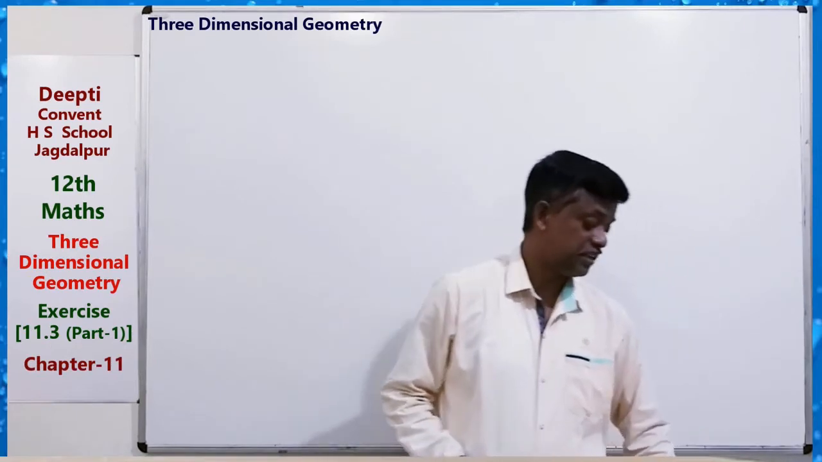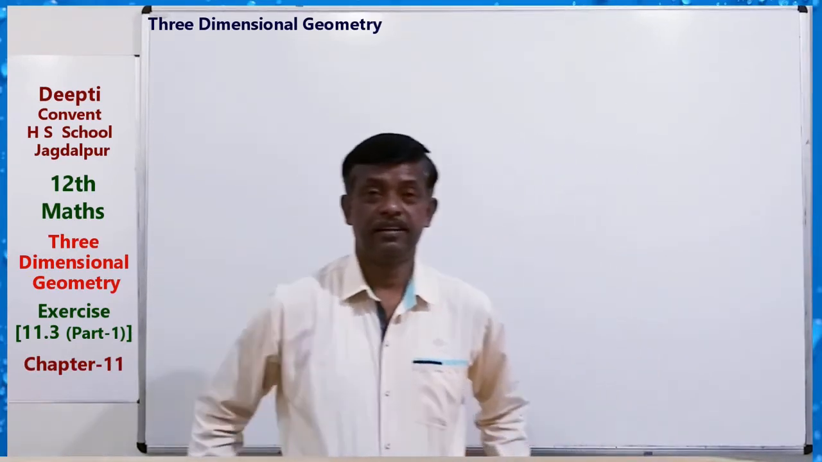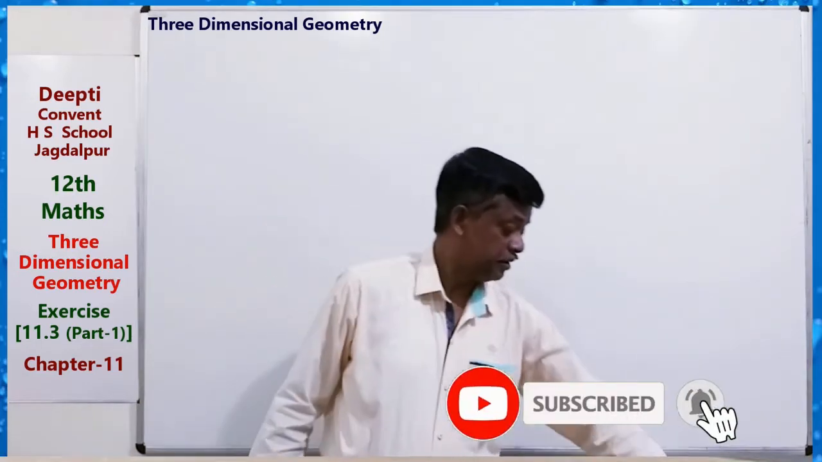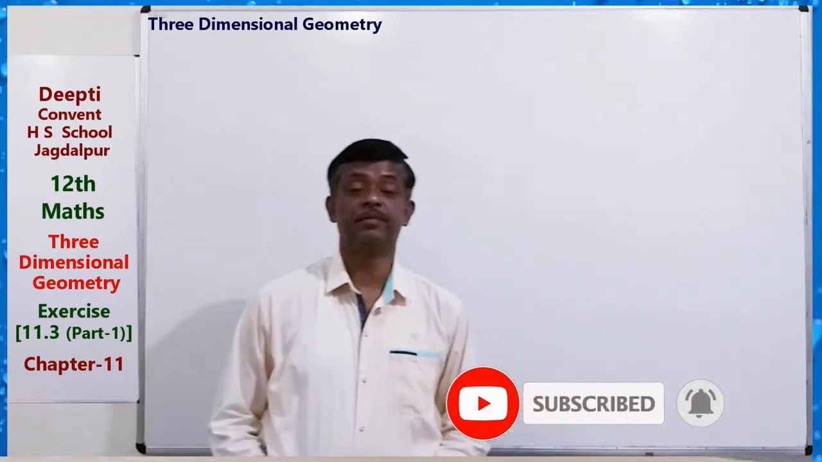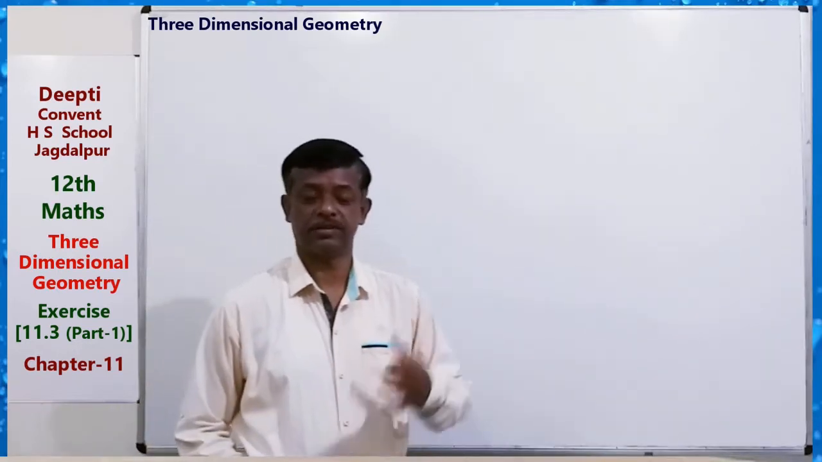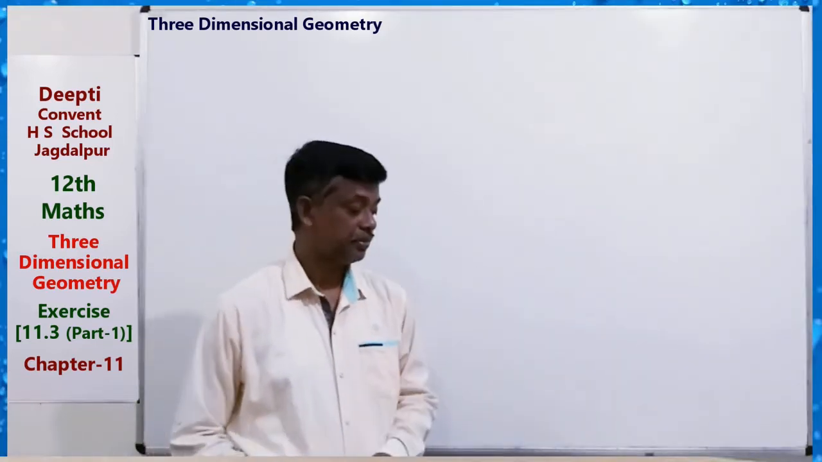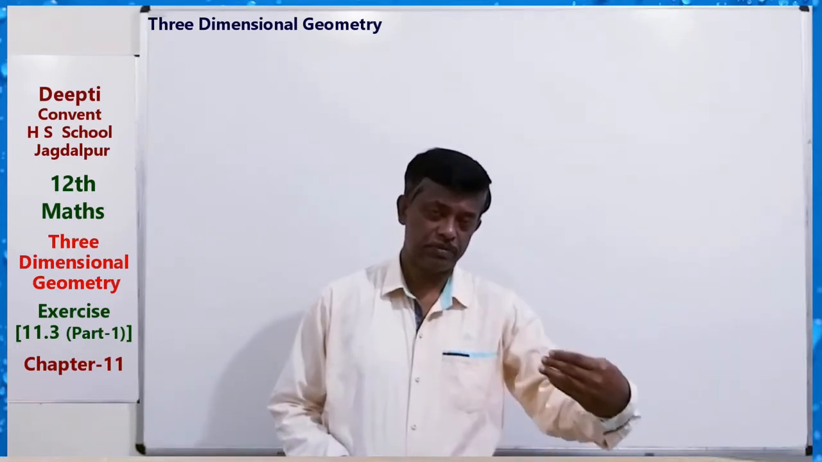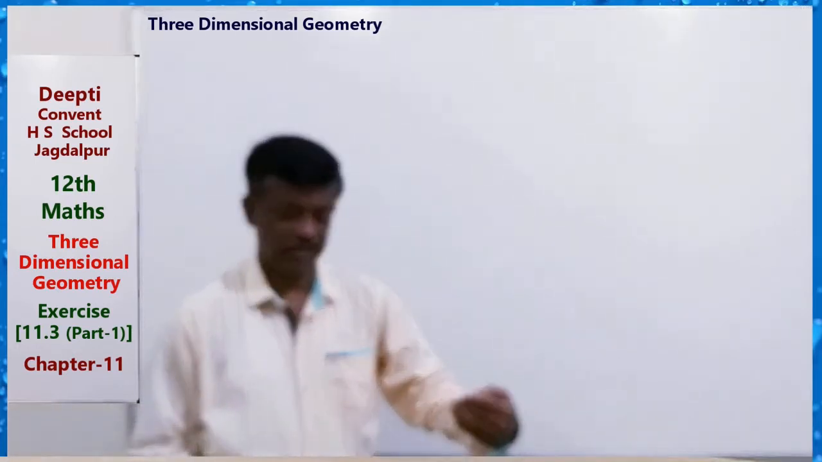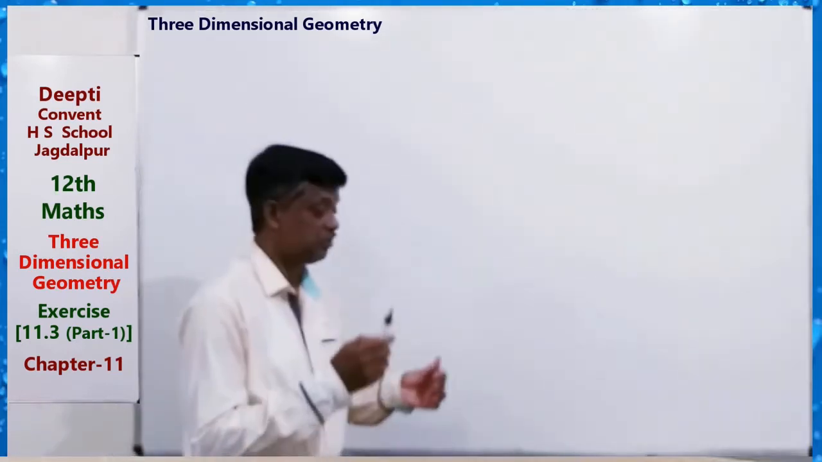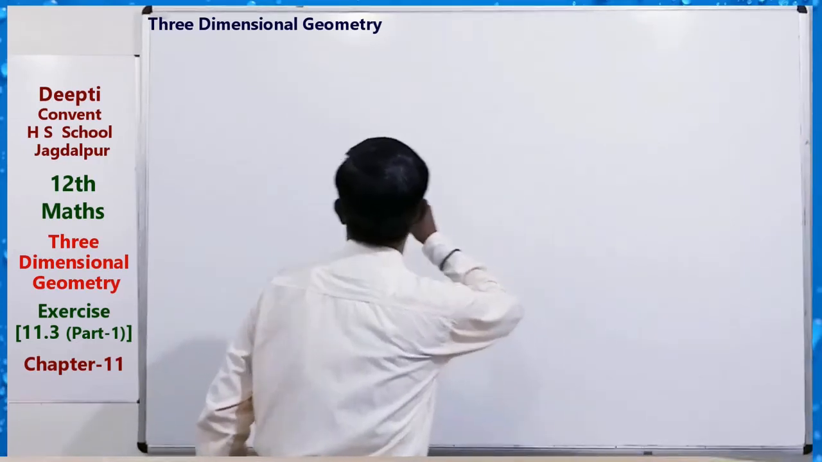So just like a line, a plane can be uniquely determined in three cases. First case is normal form, second case is passing through a point and plane is perpendicular to a given direction, and third is passing through three non-collinear points. So first of all, plane in normal form.